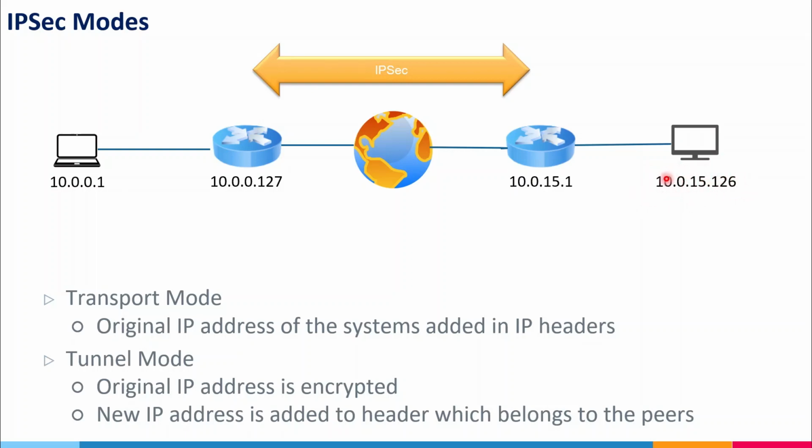Now these addresses will be placed on the header of the IP packet, and these addresses will be sent as is, which means that on the internet if someone tries to sniff it, he knows the actual source address and the actual destination address. So this happens in case of transport mode. So any person sniffing on the internet will be aware of what is the actual source address. The source address doesn't change.